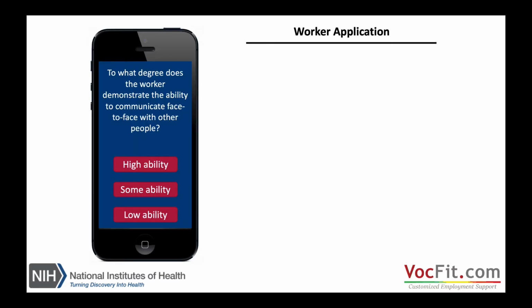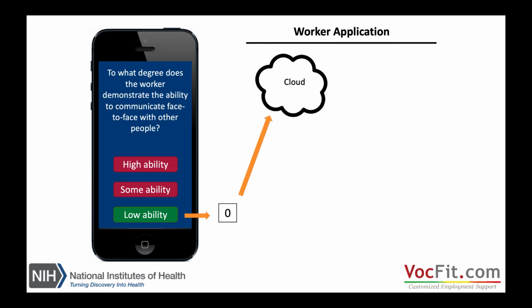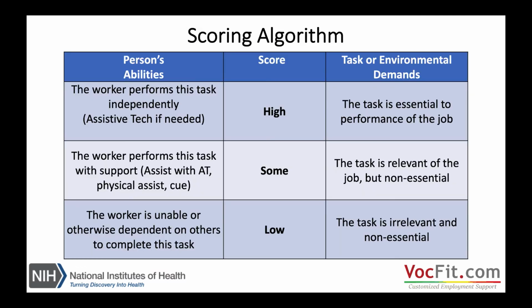If you're asked to assess a worker or an individual, this is what the assessment will look like. To what degree does the worker demonstrate the ability to communicate face-to-face with other people? Do they have high ability, some ability, or low ability to complete that task? For this particular individual, we would say they have low ability. It's scored, goes to the cloud, and we begin to build a profile for each of the 130 items that are part of vocfit.com. So what does high mean?